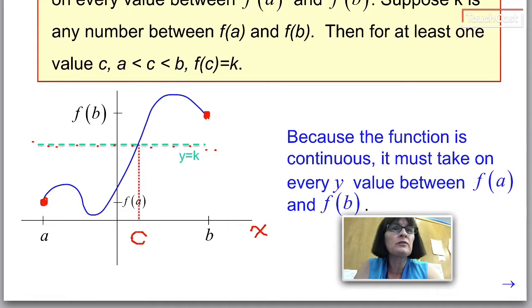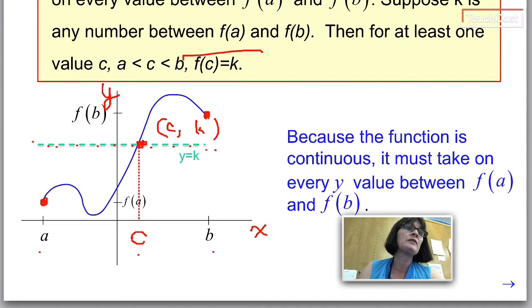So we just give a name to that place. This is the x-axis, this is the y-axis. We call it c, you can call it anything you want. But there is some x value in between a and b where your curve is going to cross that horizontal line, y equals k, which means the output value here, that whole ordered pair, is going to be c comma k, which implies, of course, f of c equals k. Don't worry, we're going to do lots of examples.